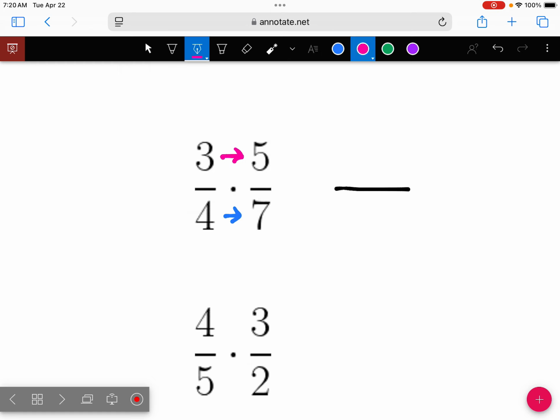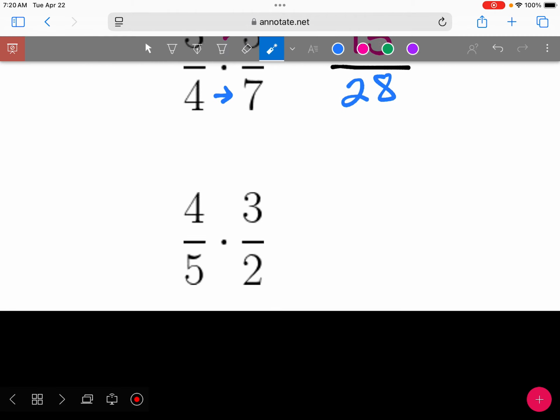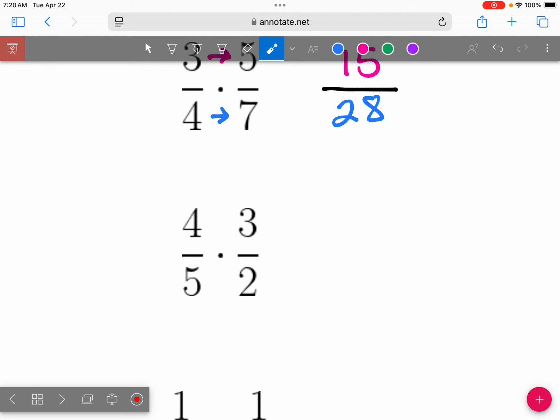That was the wrong spot. There we go. 3 times 5 is going to give us 15. 4 times 7 gives us 28. Will it simplify at all? No. 15 and 28 do not have any common factors, so we can't simplify. So when we're looking at fractions, we're looking to multiply straight across.